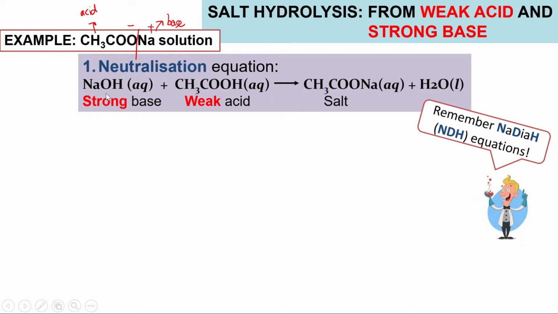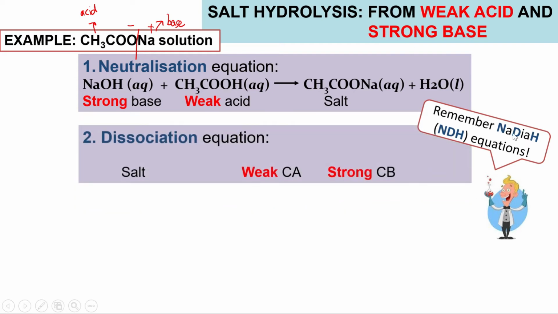So now, after writing the correct neutralization equation, you need to identify the strength of the acid and base. How? You need to memorize, because we already learned earlier, a strong base is usually made up of MOH, right? Metal group 1 or metal group 2. So this is a strong base. Meanwhile, this is an organic acid, so it is a weak acid.